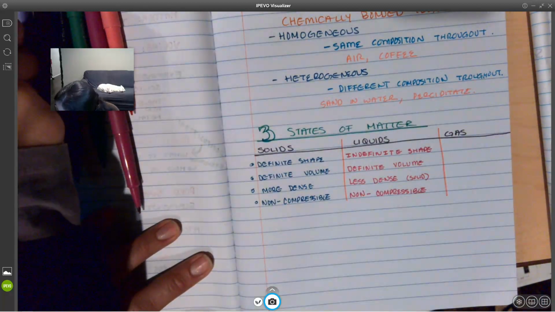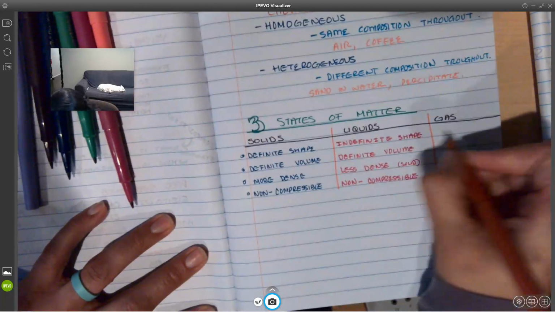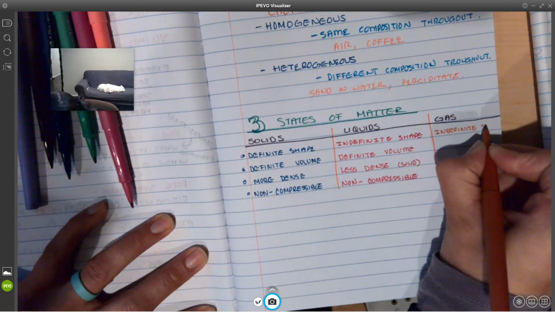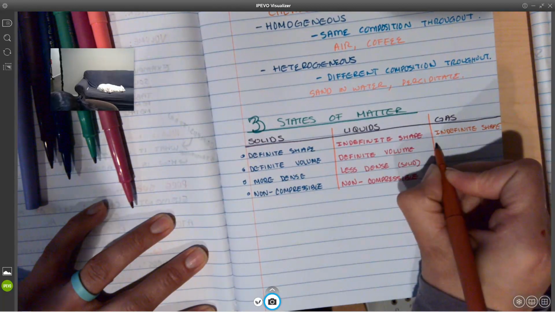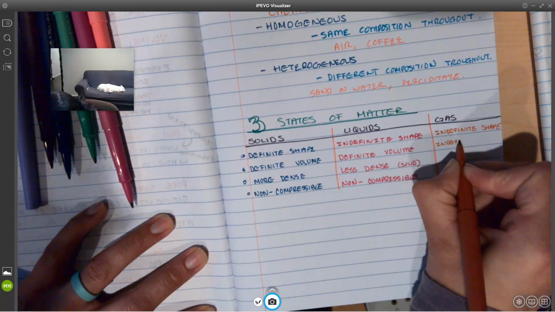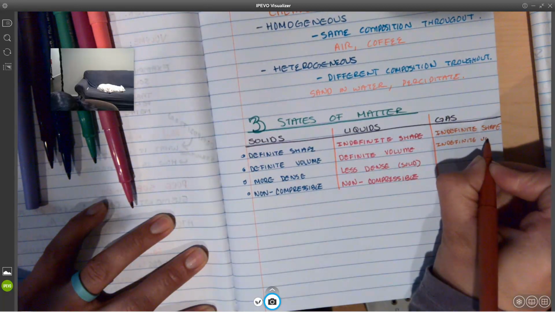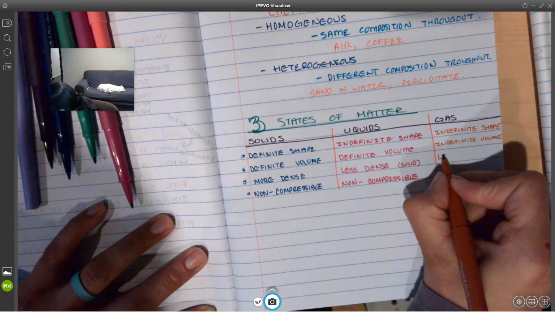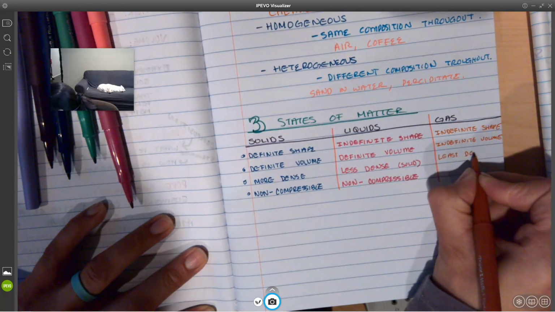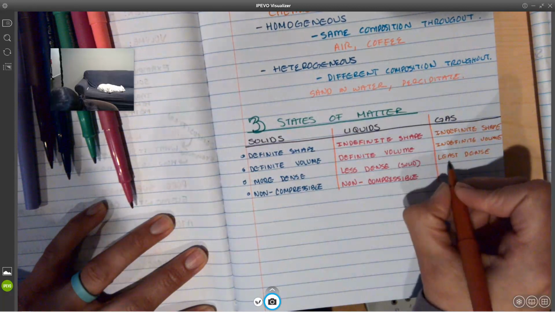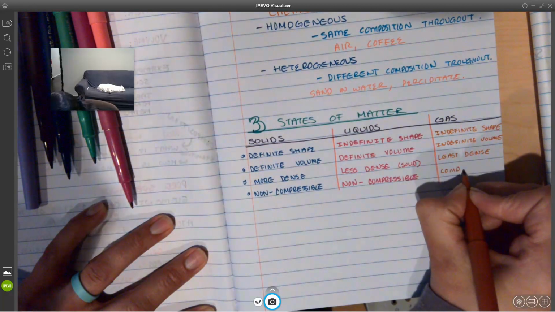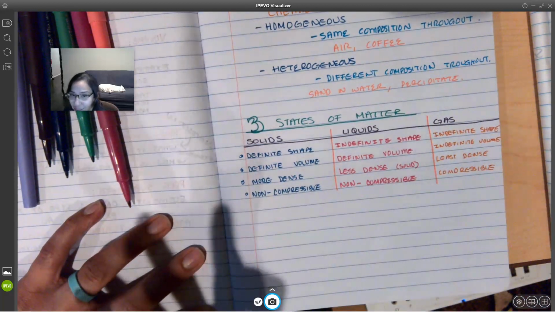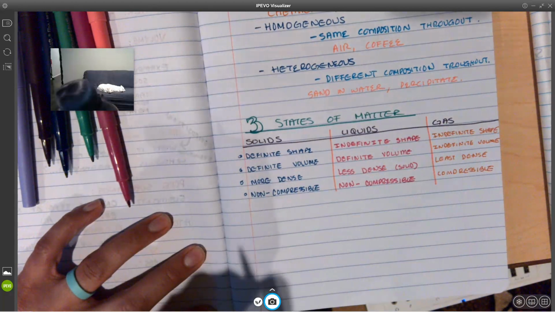And finally, gas. So a gas has an indefinite shape, an indefinite volume. It's the least dense out of them all. And it is compressible. You can compress a gas, and that is because there is a lot of space between the molecules of the gas.